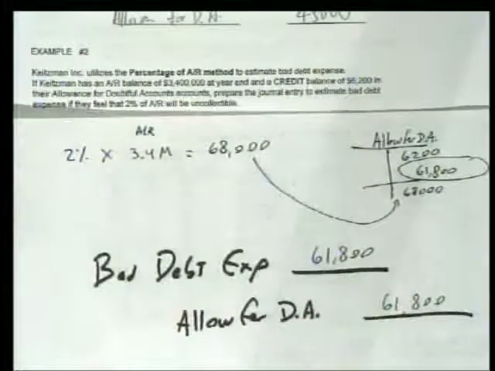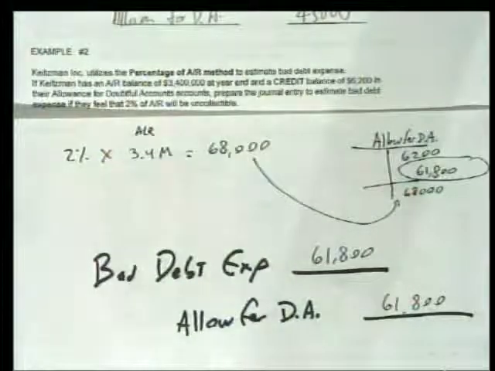Now this may appear a little bit confusing. It's not really that bad if you just realize that there's a percentage of sales method, there's a percentage of AR method. And the percentage of AR method, you have to do that little T account thing. Okay? This I guarantee will be on the test. Okay? And a lot of students, for some reason, never seem to get it. It's not that hard. You guys can do it.